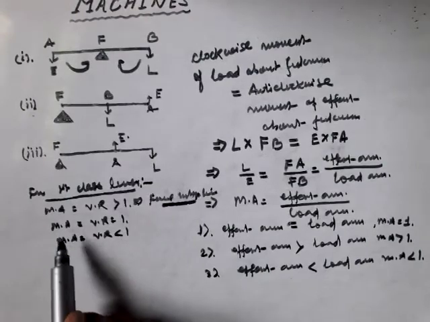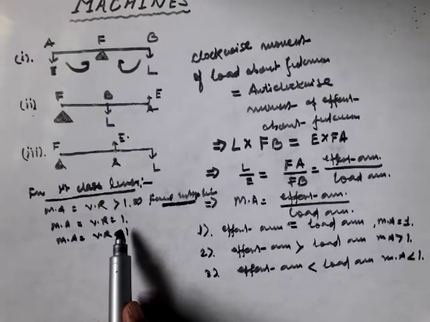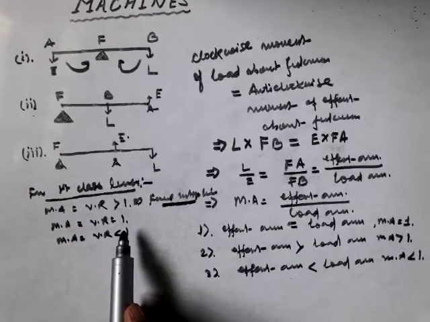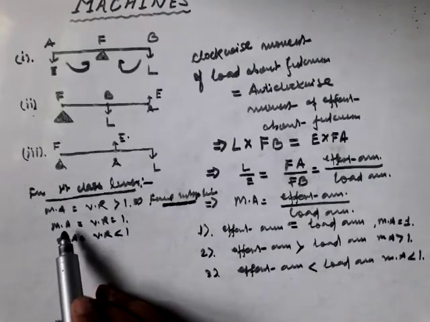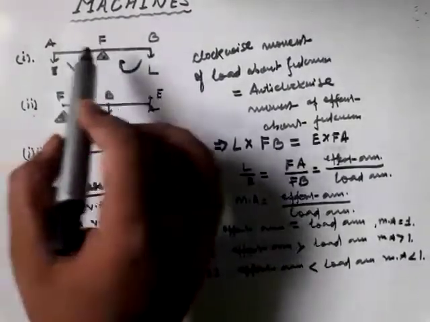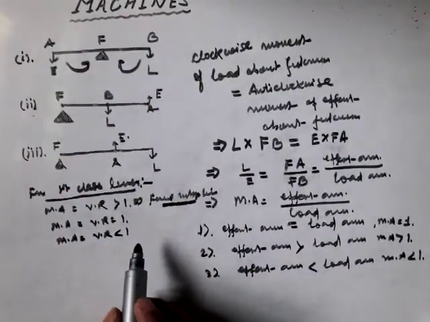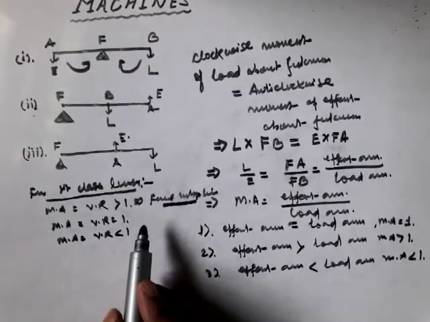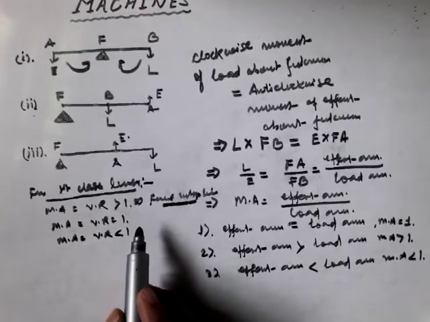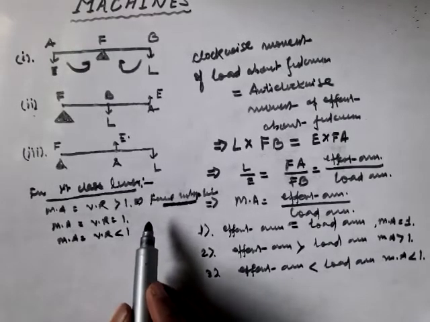And what will happen when mechanical advantage and velocity ratio are equal to 1 in the case of a first class lever? In this case, the effort arm and the load arm are exactly equal. We can take the example of a physical balance. The fulcrum is exactly in the middle and they are balancing. So the effort arm is equal to the load arm.